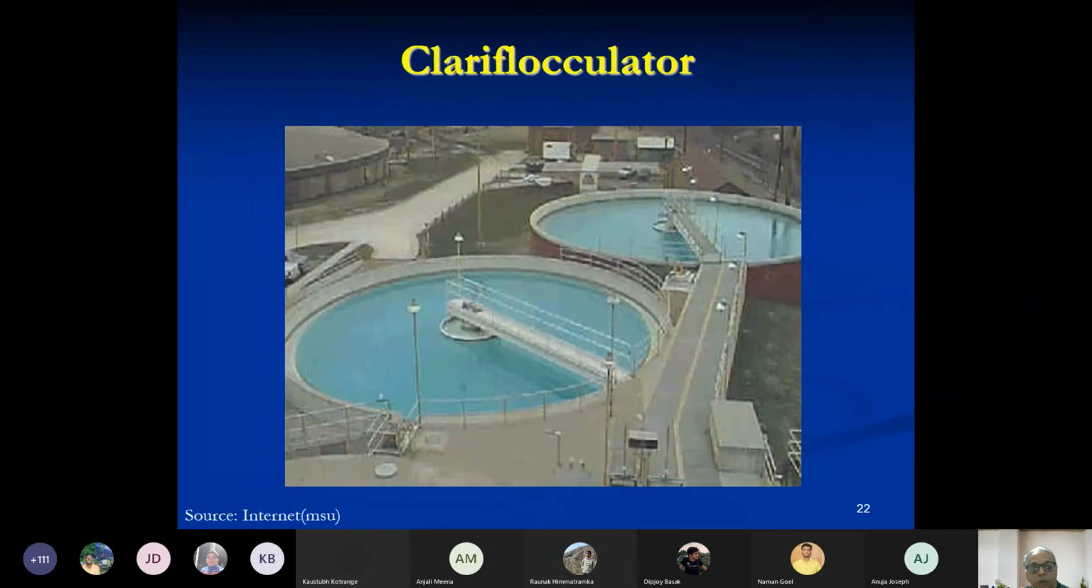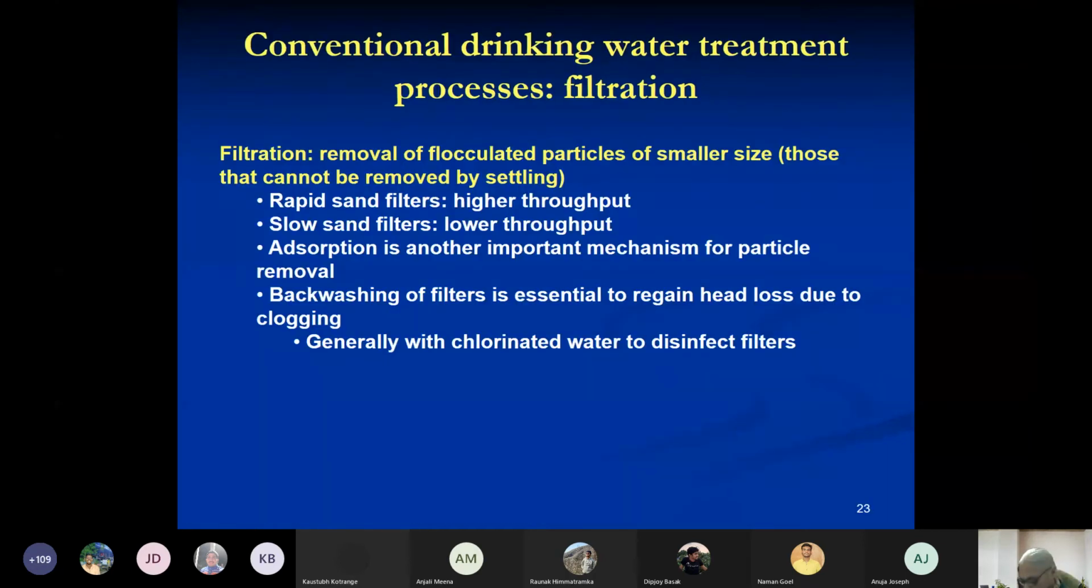So that's all. Okay. Then we come to filtration. Now, filtration, like I said, is for the removal of flocculated particles that cannot be removed by settling. Remember what I said, that the floc has to be big enough to settle by gravity. So if it is big enough, it will settle by gravity, and that has been removed. But there will be other flocculated particles that are not big enough and they cannot be removed by gravity.